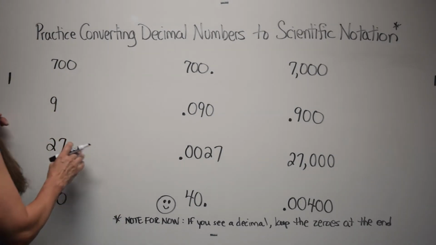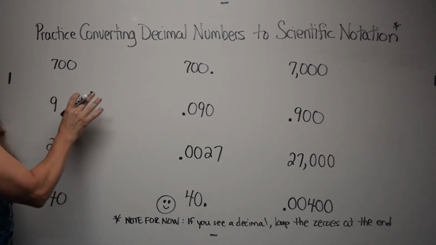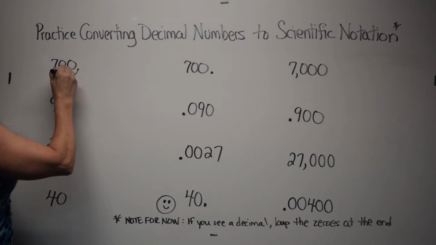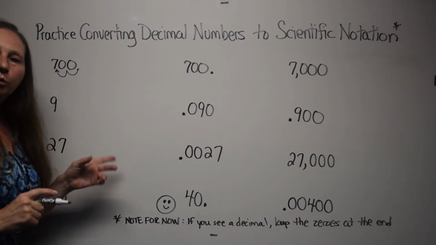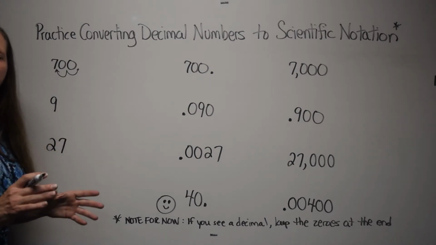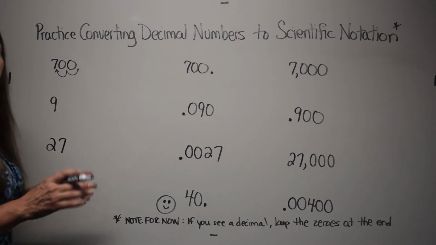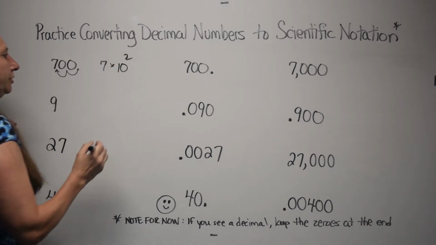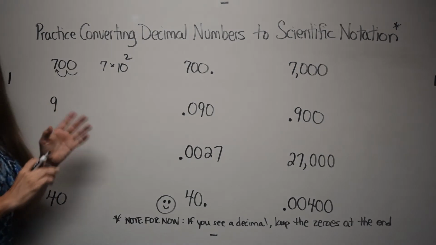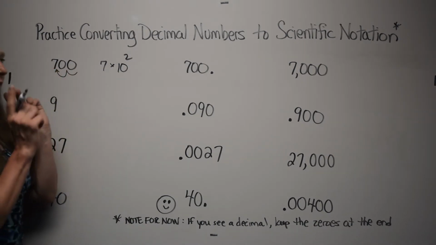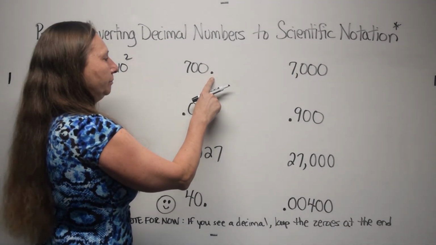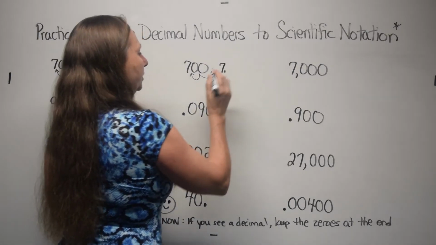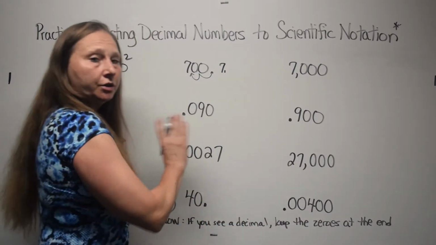All right, so let's follow the rules. Rule number 1, look for the decimal. There's no decimal, so I'm going to put an implied decimal. Now I'm going to jump 1, 2. Since this number was 1 or greater, the exponent will be a positive 2 for 2 jumps. So this is going to be 7 times 10 to the positive 2. Note, since there was no decimal at the beginning, I did not put the zeros. Now watch. There is a decimal here. So now I'm going to jump 1, 2. All right, so this is going to be 7. Since I saw a decimal, if you see a decimal, keep the zeros at the end.